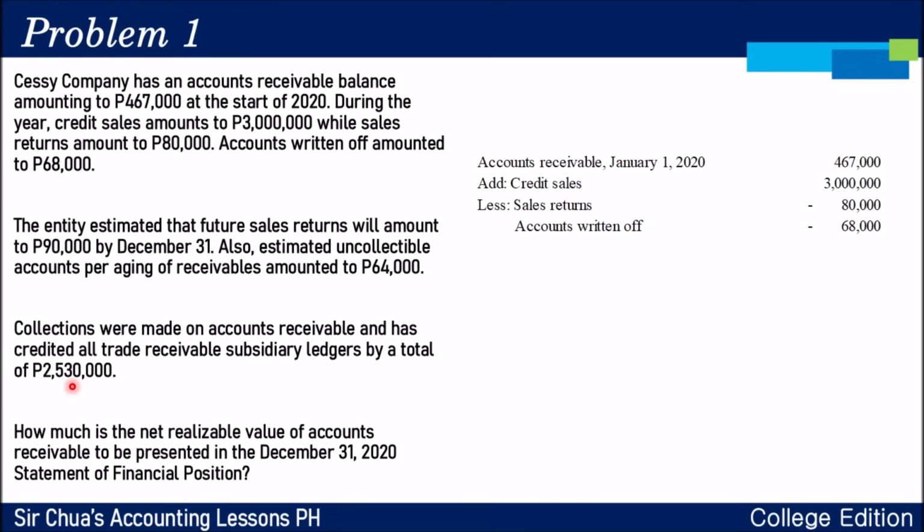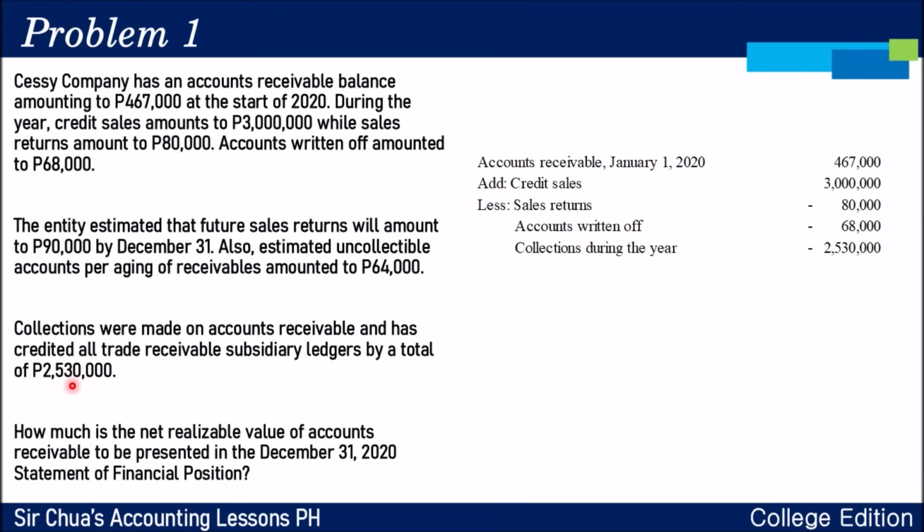O balik tayo sa concept ng subsidiary ledger. Di ba meron tayong accounts receivable control account? Balik tayo ng fundamentals of accounting 1. Pero meron po tayong subsidiary ledger o yung ledger natin kada customer. So, ibig sabihin po nun, pag kinredit mo na lahat ng subsidiary ledgers ng customer related sa accounts receivable, ibig sabihin nagbayad na sila. Kasi nakapag-entry ka na ng debit cash, credit accounts receivable. Magkano binayad ng mga customers mo sa'yo? 2,530,000. So, you need to deduct that to your accounts receivable balance as collections during the year.